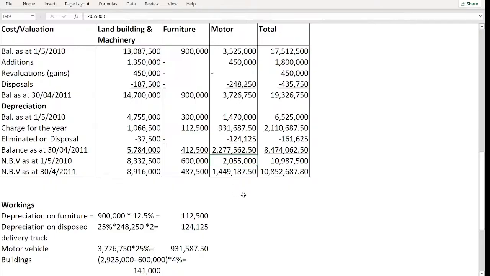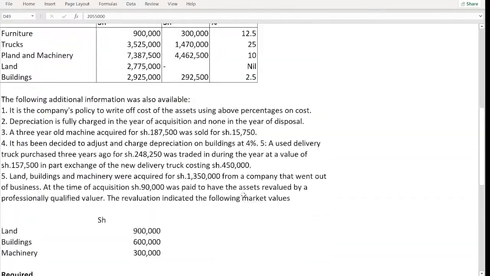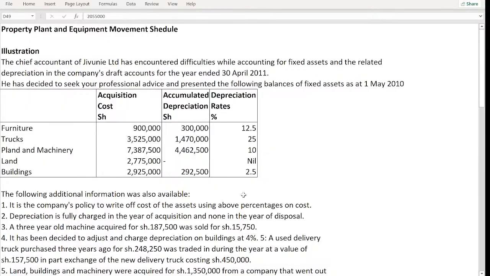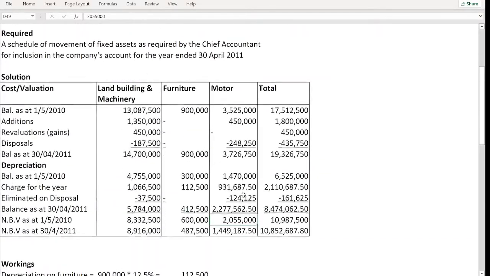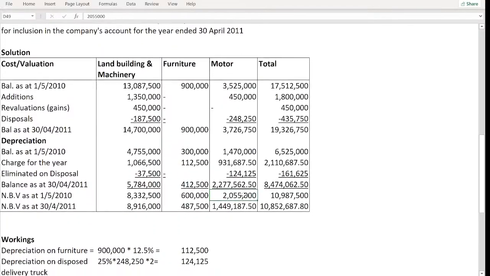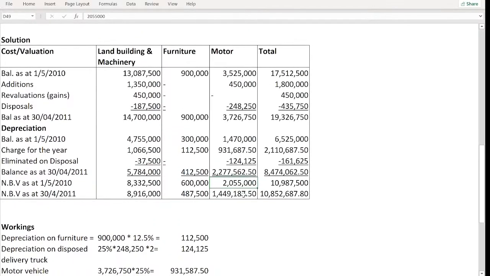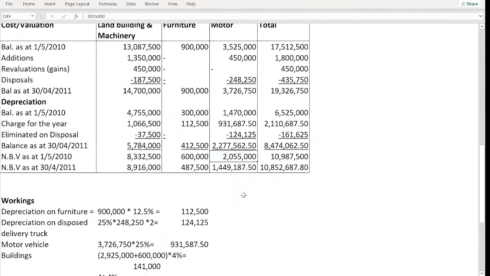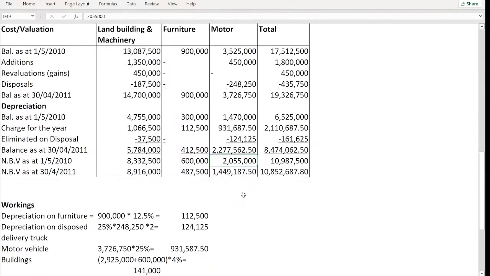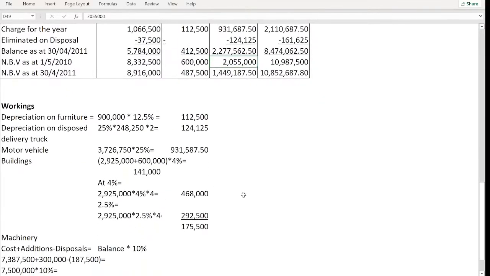So this is what you are supposed to do for that question on property, plant and equipment movement schedule. So I can give you a minute to look at the solution for that and get some screenshot, as well as take the workings. So we have the workings there, so I can give you a minute for each.